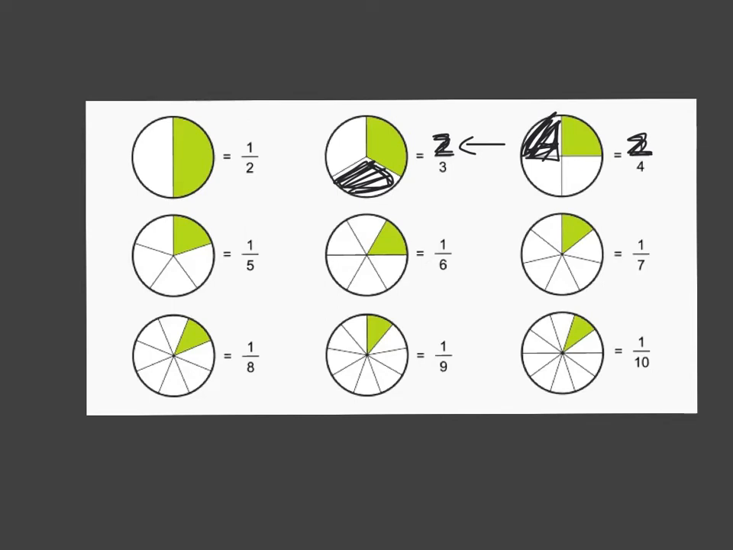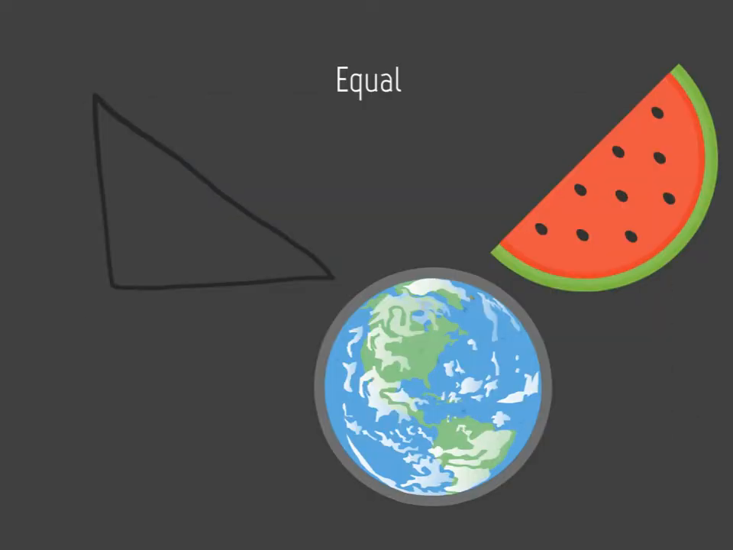Let's talk about the word equal. Equal means they are the same. Okay, so I'm going to cut each of these shapes into pieces.